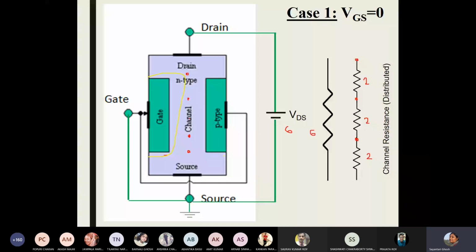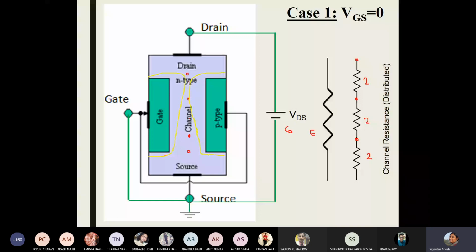Here, the depletion region would be small because the biasing is small. As you go on towards the drain, the biasing increases and is maximum at the drain terminal, making the depletion region have a shape like this, which is not very symmetric.